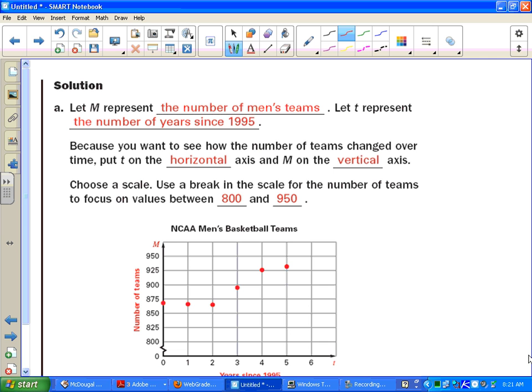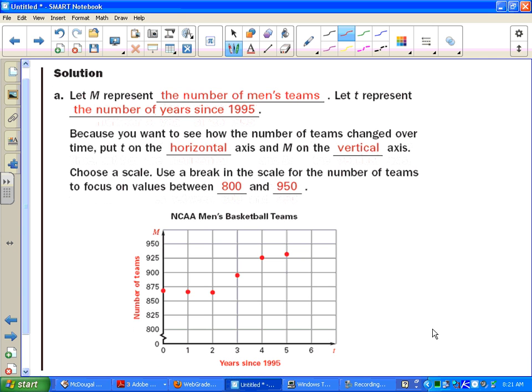What's actually down here is the scatter plot that it says. It says let M represent the number of men's teams, so M for men's teams, and T represent the number of years since 1995. So T is representing time in this case. Because you want to see how the number of teams changed over time, put T on the horizontal axis.